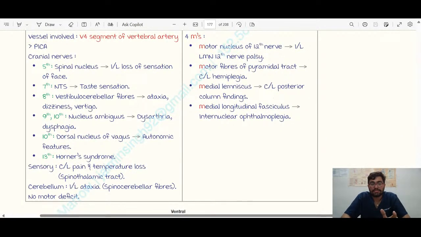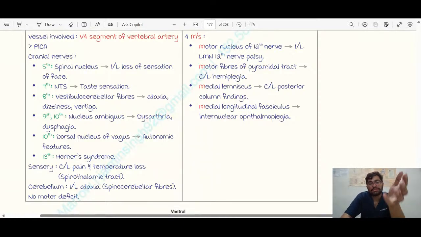Fifth nerve, spinal nucleus: ipsilateral loss of sensation of the face. NTS: taste sensation will be lost by the facial nerve. Vestibulocochlear, eighth nerve, vestibular cerebellar fibres: ataxia, dizziness, vertigo will take place. Ninth and tenth nerves, glossopharyngeal and vagus, involving the nucleus ambiguus: dysarthria, dysphagia will take place, with difficulty in speaking. Tenth nerve, dorsal nucleus of vagus: autonomic features. And the sympathetic fibres result in Horner syndrome.